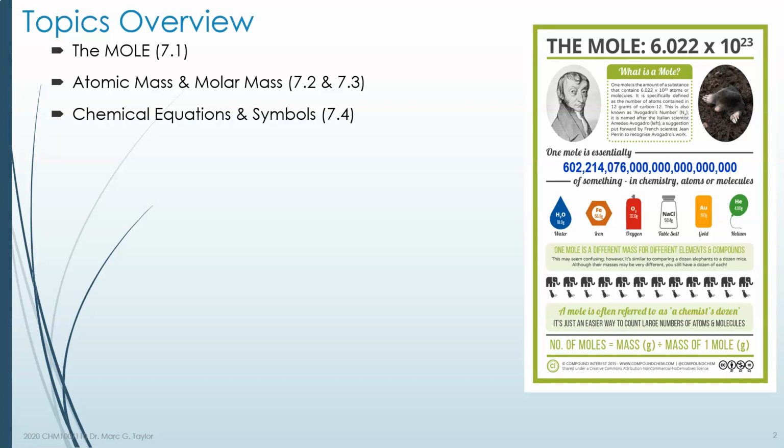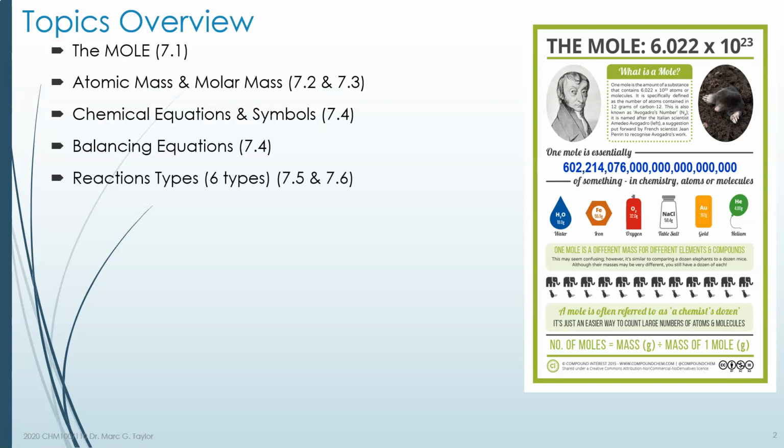Then we'll talk about how to write chemical equations and the symbols used. We'll talk about how to balance equations. That's the concept of making sure that there are exactly the same number of atoms on the left side of the equation as there are on the right side of the equation. We'll talk about the 6 main reaction types.